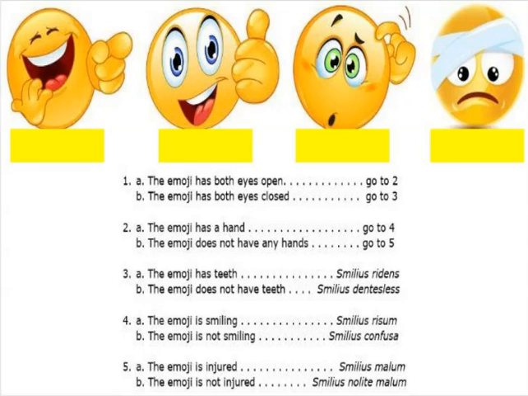So let's start at the beginning here. So 1A says the emoji has both eyes open. Go to 2.